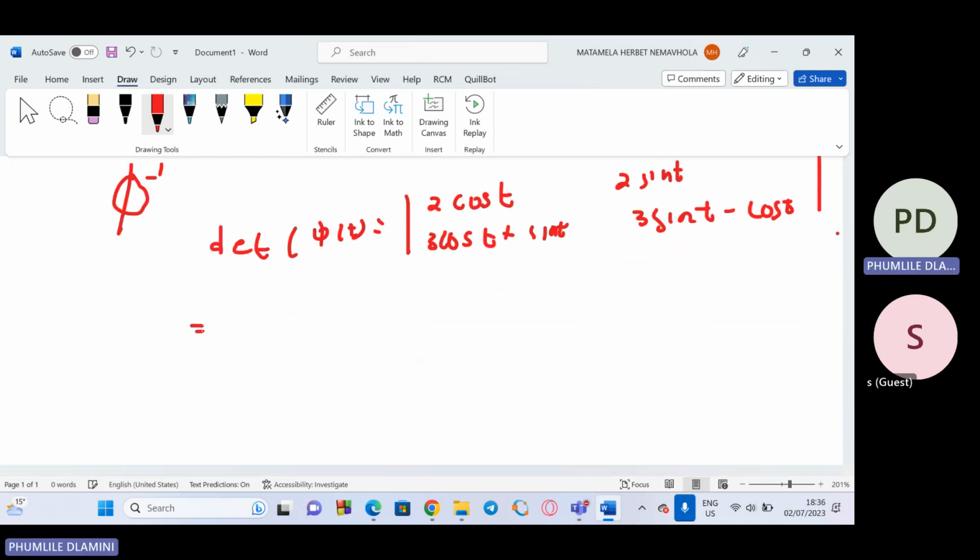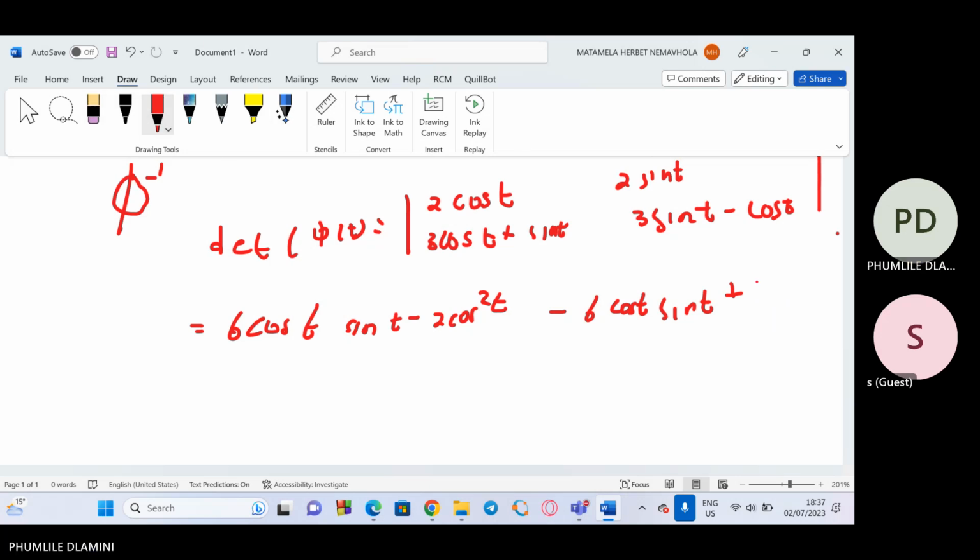Now when we get this absolute value, we multiply across. 3 times 2 is 6 cos t sine t, minus 2 cos squared t. Then minus, we do the same: this times this gives 6 cos t sine t again, and this one is plus sine squared t.